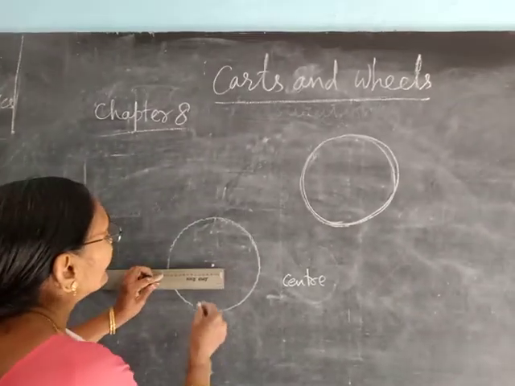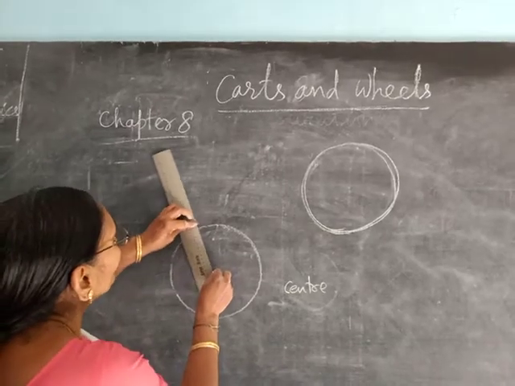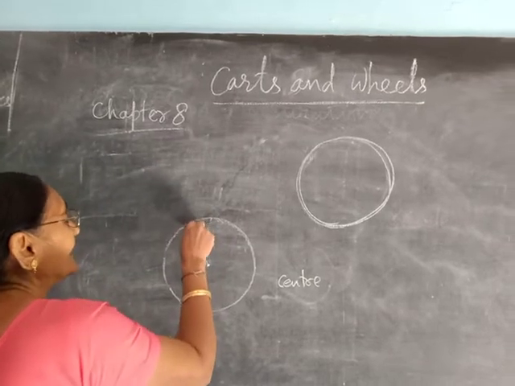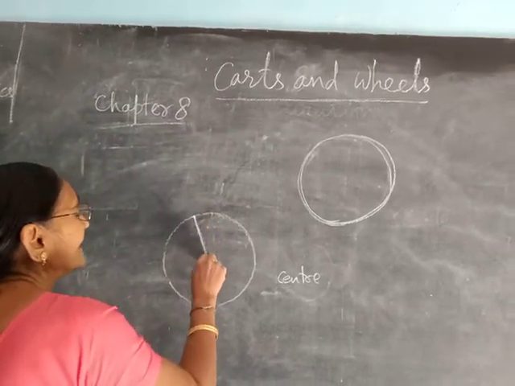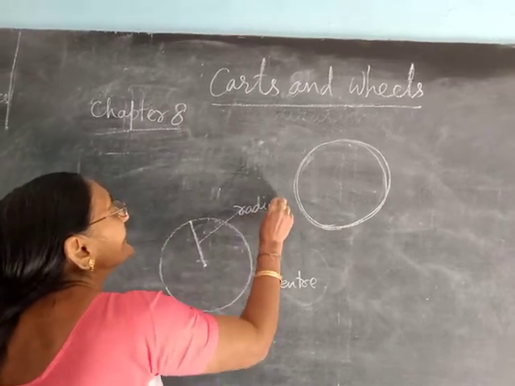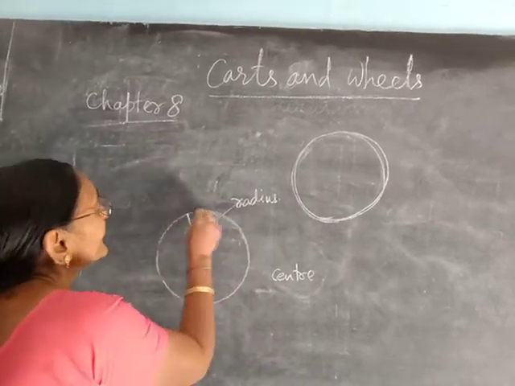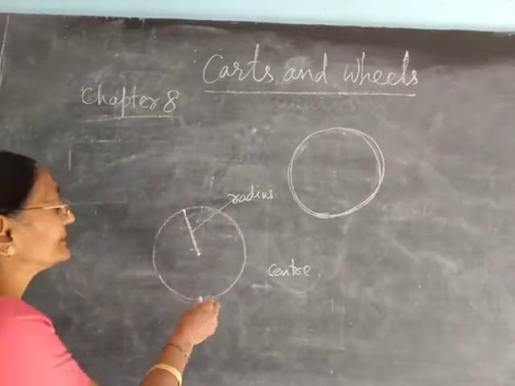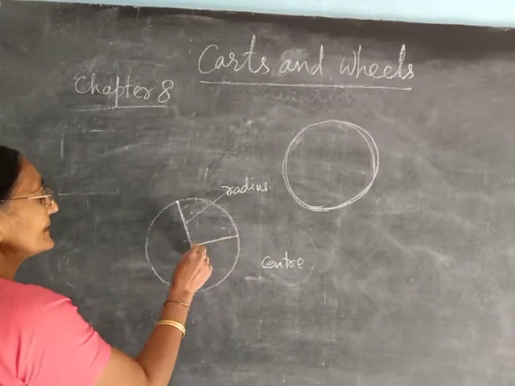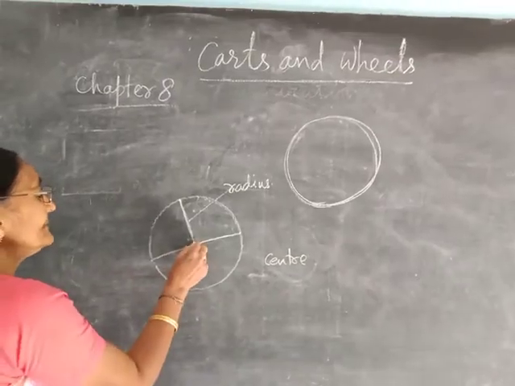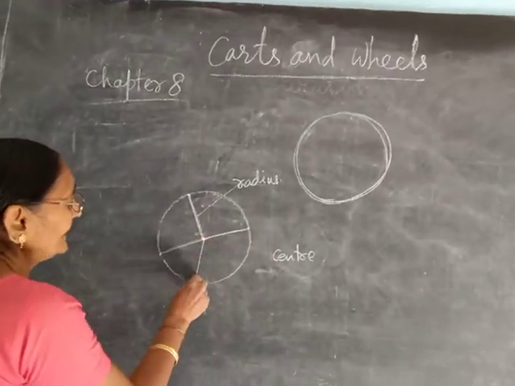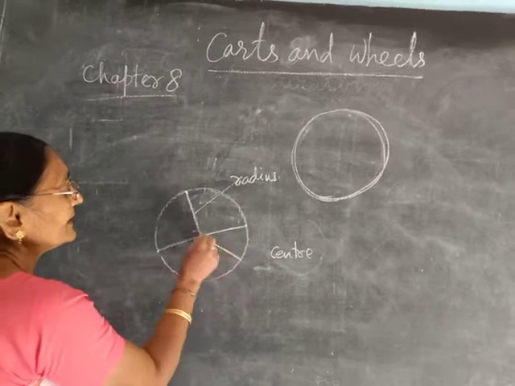Then you will join the center to any point of the circle. Anyway, you will join. This is called the radius. Do you understand? From the center to any point of the circle. Any point. See, you will draw like this. This is also one radius and this is also one radius. From the center to any point on the line of the circle, that is called the radius. So, these all are radii.